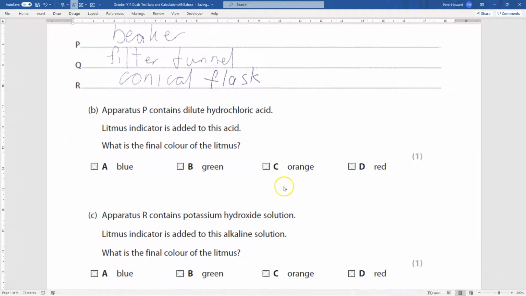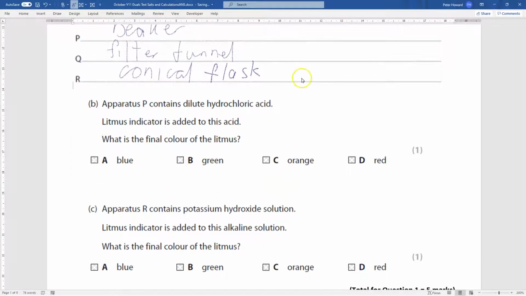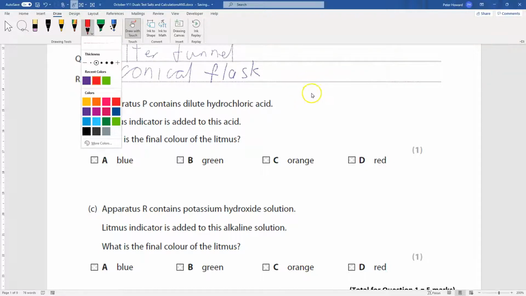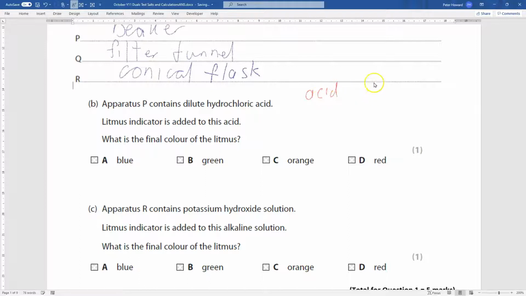Next question is about indicators. If we imagine that we need to know about phenolphthalein, methyl orange, and UI. So we did firstly a little table, and if you got anything wrong, you could write this: acid, and then alkali, and you could colour it in, and the first one would be litmus. Litmus is red in acid and blue in alkali.